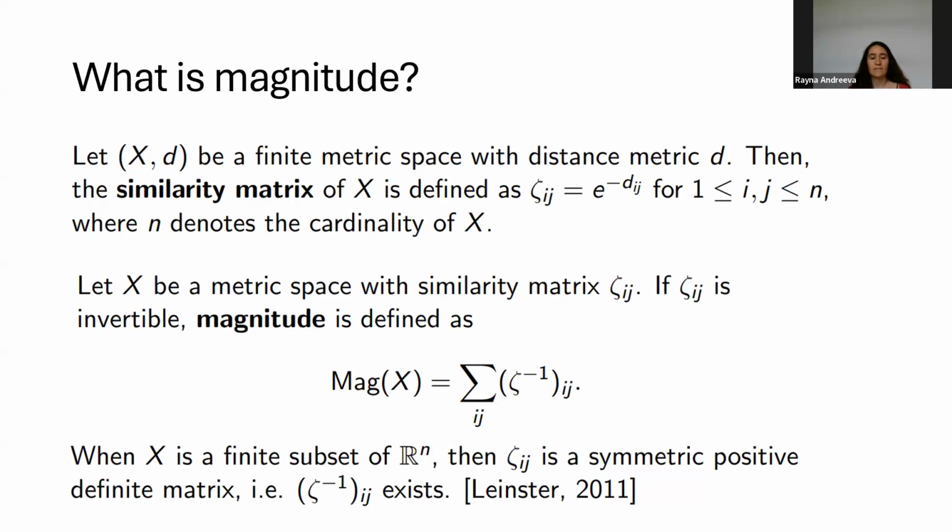For the purpose of this talk, we will be focusing on quite nice spaces like finite subsets of R^n. What is really cool about this is that the similarity matrix is a symmetric positive definite matrix. As a result, this inverse always exists, and hence magnitude is well defined.